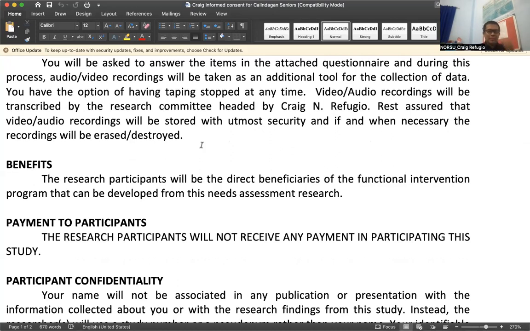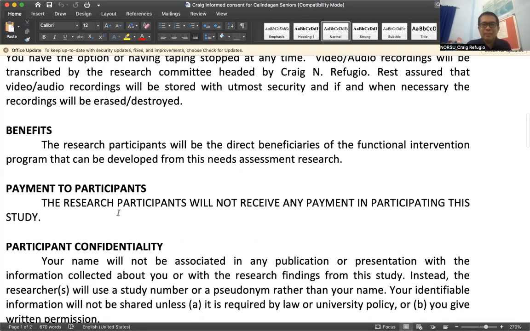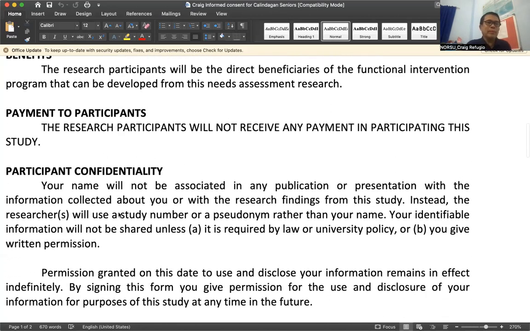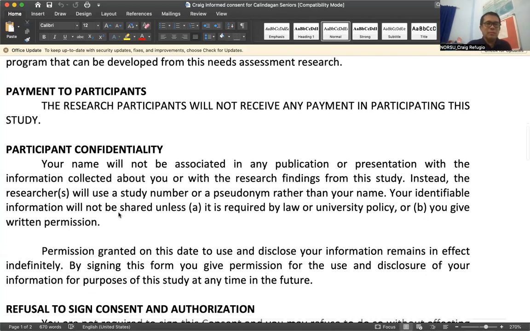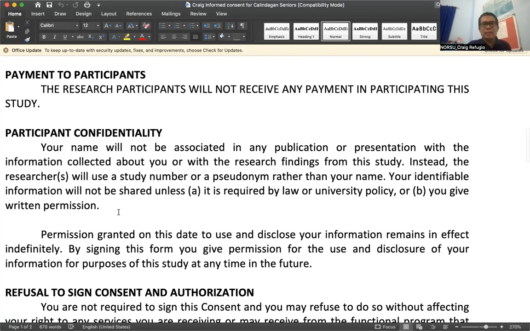So it is clearly stated in this part: the research participants will not receive any payment in participating in this study. Then, participant confidentiality. Your name will not be associated in any publication or presentation with the information collected about you or with the research findings from this study. Instead, the researchers will use a study number or a pseudonym rather than your name. So there's a coding, no? Or a number identification for yourself as participants of the study.